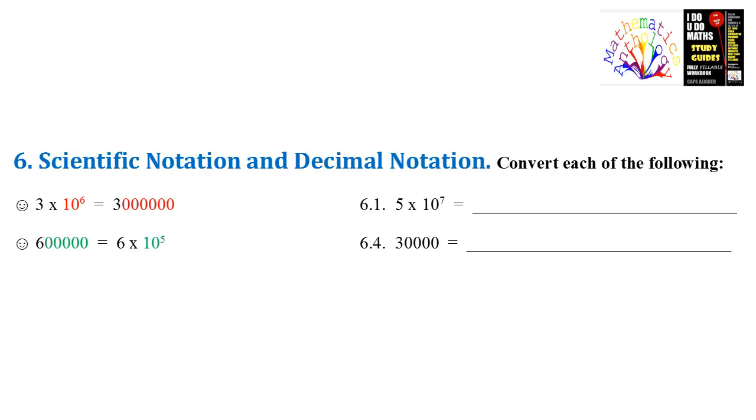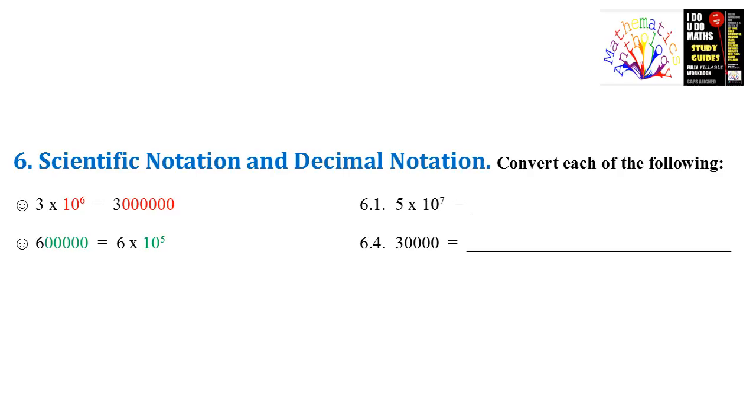Okay, so scientific notation and decimal notation. Convert each of the following. So scientific notation here, if we have 3 times 10 to the power 6, remember that the power will represent the number of places after the first number.